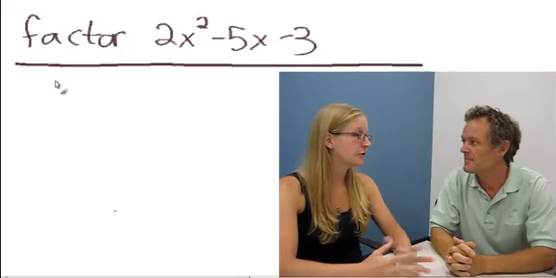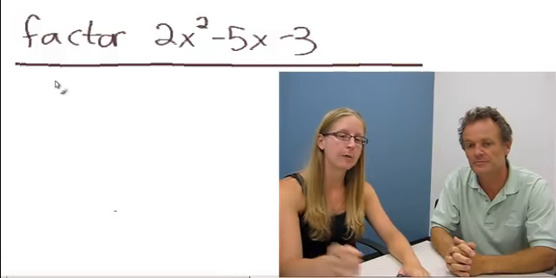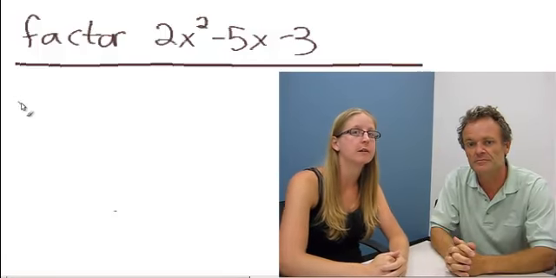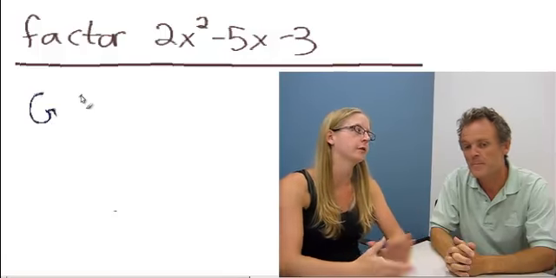Right, today we're going to learn one of two techniques for factoring trinomials. A trinomial has three terms: an x squared, an x, and a constant. The problem we have in hand here is 2x squared minus 5x minus 3. So this is what we're going to factor. The first thing you always ask yourself is whether there's a greatest common factor.